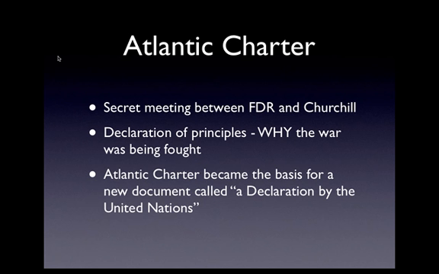And so this document, this Atlantic Charter, became known as the Declaration by the United Nations. They said United Nations because 26 different countries signed it, including China and the Soviet Union. I don't remember the number, but a large number of people in the world supported this idea. And so it was kind of a slap in the face to the Germans.